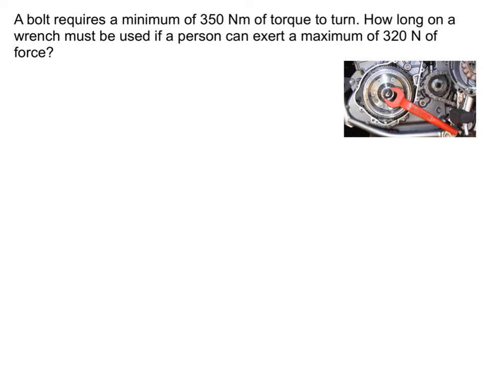I have a bolt here. It looks like it's on some type of engine, and it requires at least 350 newton meters of torque to actually turn. As long as you're over that, you'll cause it to rotate. And obviously any extra you apply, you'll accelerate it rotating around. But that's what's required to actually make it turn. How long of a wrench do we need? So if we use too short of a wrench, it would be impossibly hard to turn. Maximum force the person is going to be able to exert is 320 newtons. So if you use too short of a wrench, then 320 newtons isn't going to be enough. And the longer wrench you have, the easier it will be to turn.